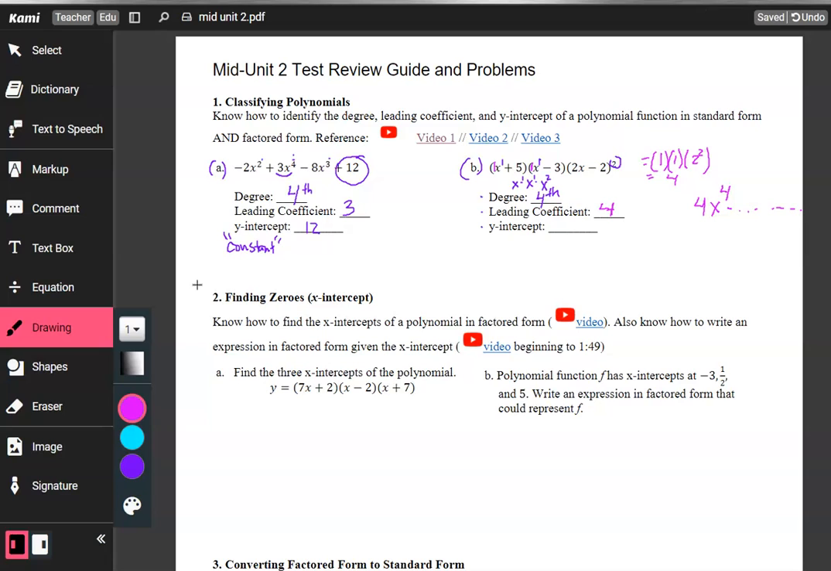The y-intercept, one way to get the y-intercept is by multiplying everything out, and you would look for the constant just like you did on the first one. Or, since we know it's a y-intercept, we're going to let x be 0, or we're going to substitute 0. So it looks like this.